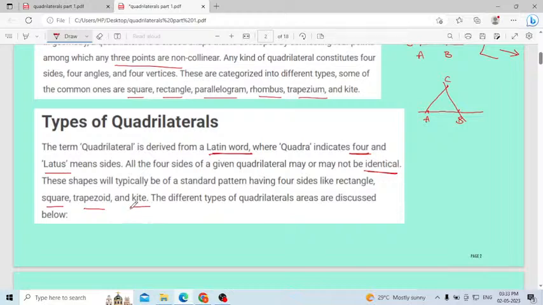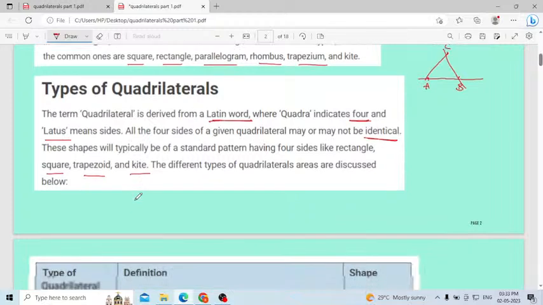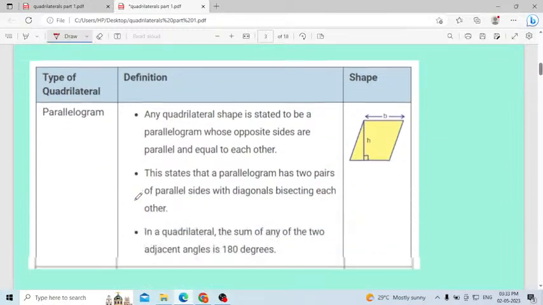These are a few examples of a quadrilateral. The different types of quadrilaterals are discussed below. Let us discuss in detail the types of quadrilaterals, and we will discuss the properties, shape, everything. Then what is the angle, how many sides are equal, what is the measure of each angle, what is the condition, everything. Let us discuss in detail.